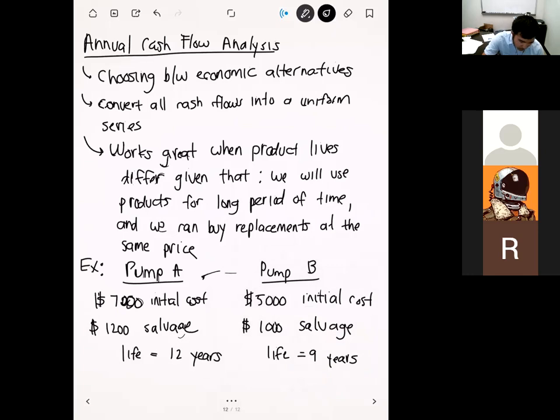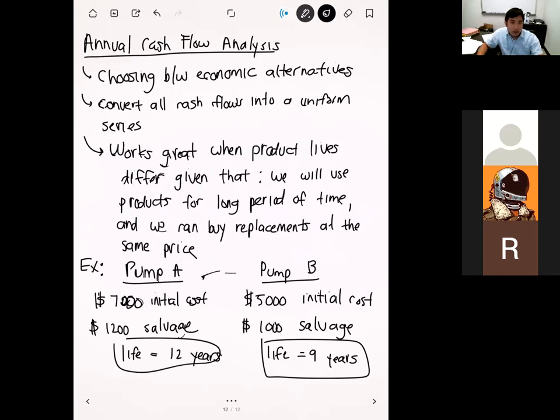But their lives aren't really that convenient, right? If you compute the least common multiple between these two, I think it's going to be 36 years. So if you wanted to do this with present worth, you'd have to run this out for 36 years. But with annual cash flow, we can just use these numbers directly and compute a uniform series representation for both of them. I'll do that on the next page just to show you how simple it is, and then we'll move on from there.